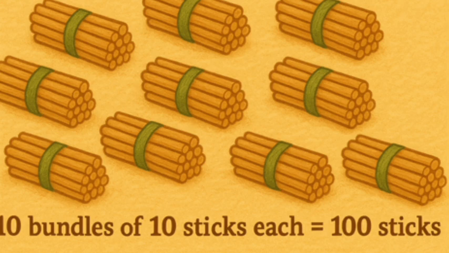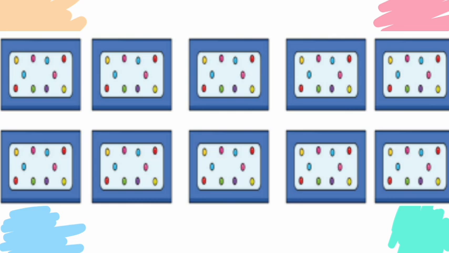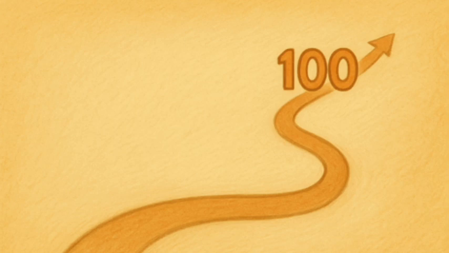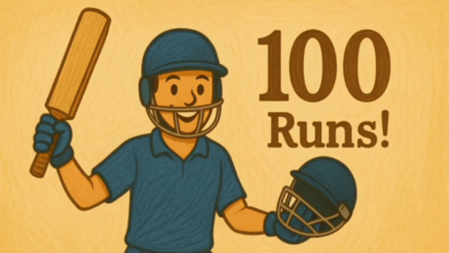But what is 100? Let's find out using real things. 10 bundles of 10 sticks each is equal to 100 sticks. 10 packets of 10 bindis is equal to 100 bindis. So children, 10 tens make 100. That's a big number. We call it a century. When a cricketer scores 100 runs, we say, he scored a century.